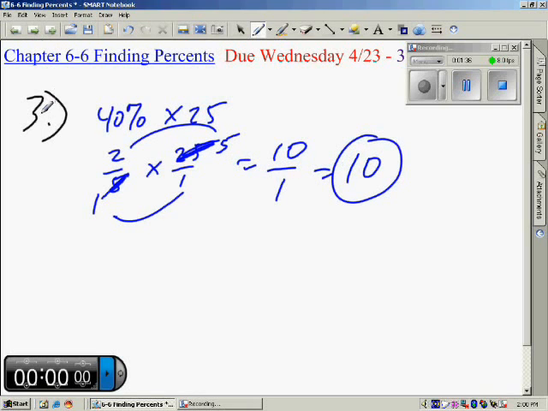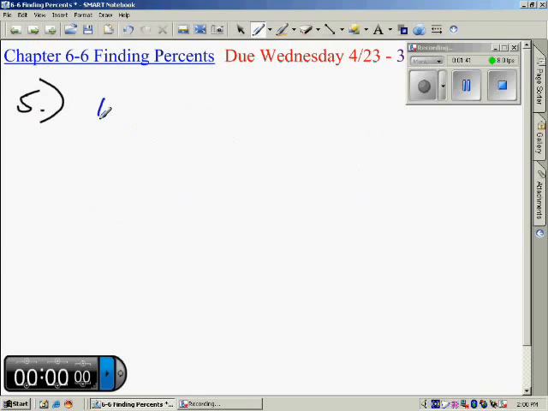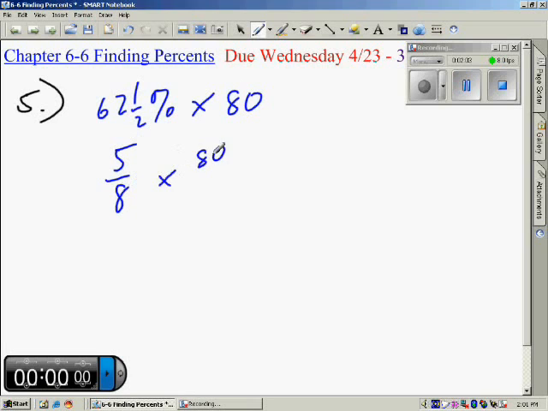Okay, number 5. We have 62.5% of 80. And we look at 62.5%. That's 5 over 8, right? On the chart? Yes, 5 over 8 times 80 over 1. So 5/8 of 80 over 1. Let's simplify before we multiply.